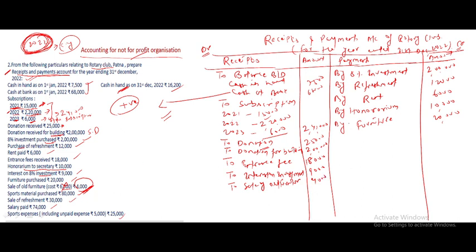Sports material purchase is a payment, so it is recorded on the payment side: By sports material. Amount is 80,000. Sale of refreshment: if we sell refreshment then we receive money, so it is recorded on the receipt side. To sale of refreshment, amount is 30,000.